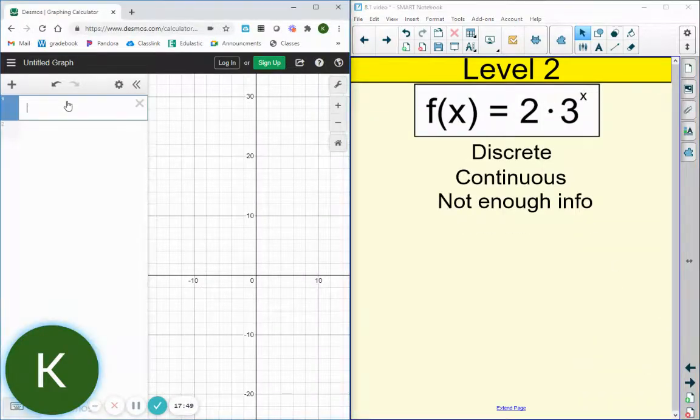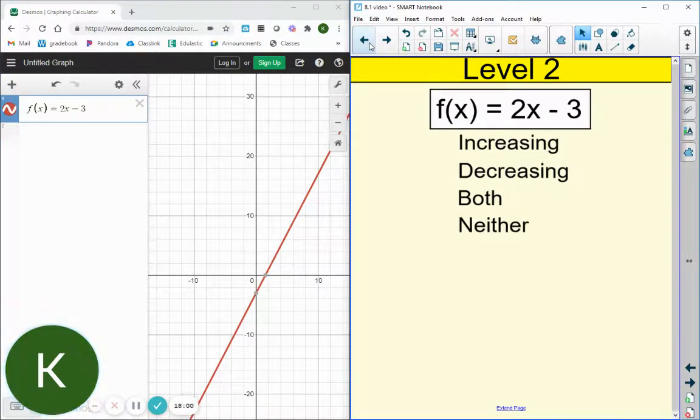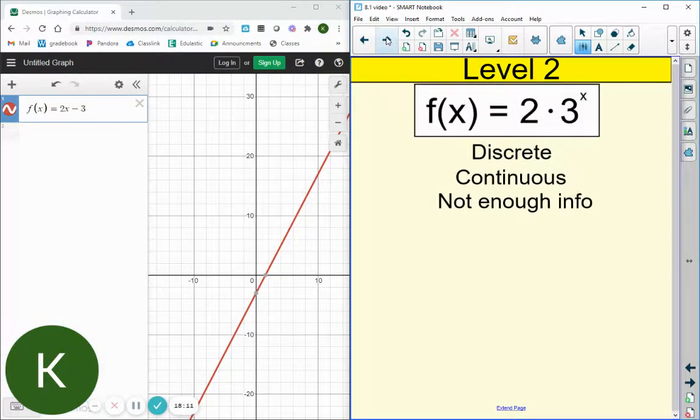Okay, so I'm going to type this in here. f(x) equals 2x minus 3. And it has that line there. Hopefully you can see that it is a line, but is it increasing or decreasing? Imagine slope, and I hope you're saying right now that this would be increasing. It is going uphill.